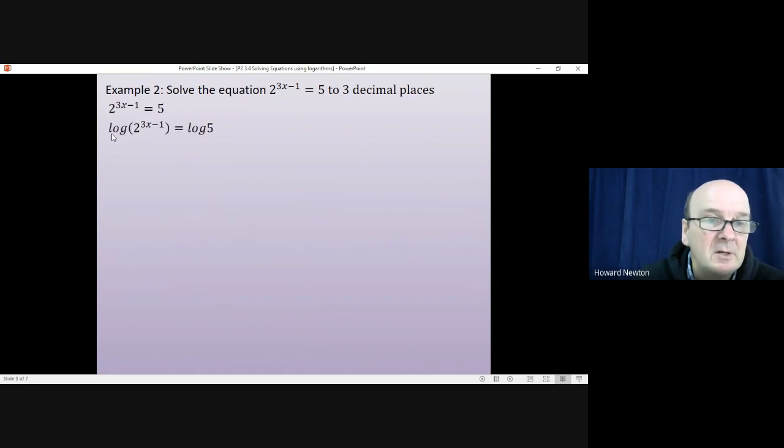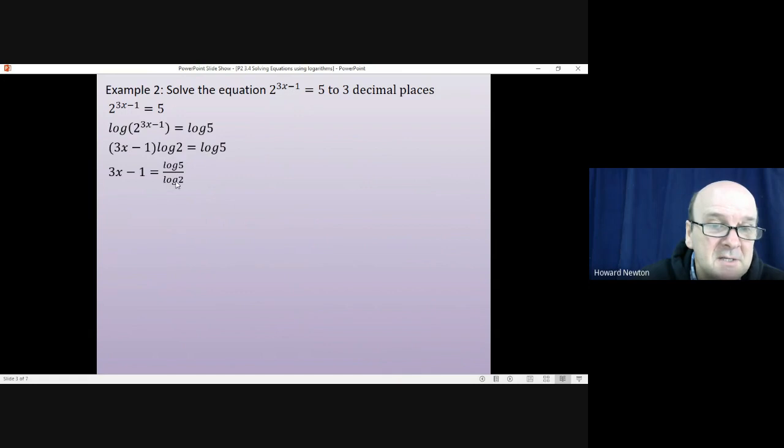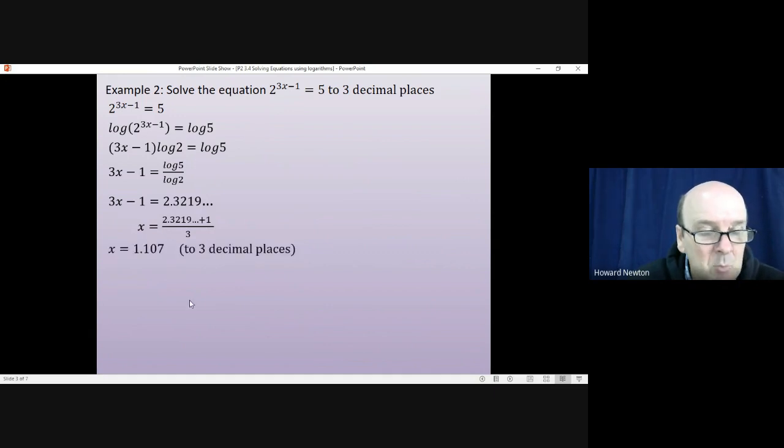Okay, let's have a look. So as I said, we'll take the log of both sides. This is log to the base 10 because that's what I'll be using on my calculator, but any base would work. As before, we're going to use the rule of powers to bring the 3x minus 1 down to the front and multiply by it. And then as before, we'll just take the log 2 to the other side and divide by it. That gives us 3x minus 1 is equal to log 5 divided by log 2. This we just do on the calculator. Log 5 divided by log 2 will give us that. And we've now just got a simple linear equation that we can solve. So x will equal that, which is 1.107 to 3 decimal places.